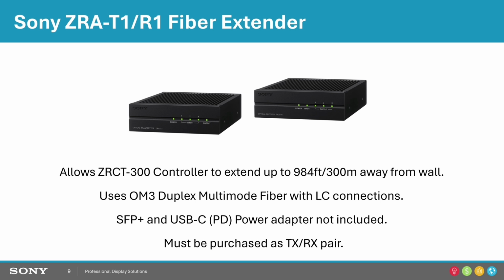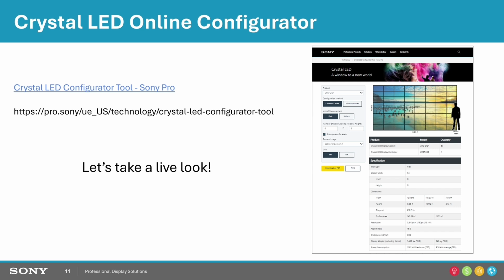So you need to make sure that you have at least a good idea of what you want. The specific on this is that PD power adapter. It has to be able to auto negotiate the power usage. Also, as I said before, the T1 and the R1 need to be purchased in pairs. So if you have four transmitters, you're going to need four receivers. Let's go to the next slide.